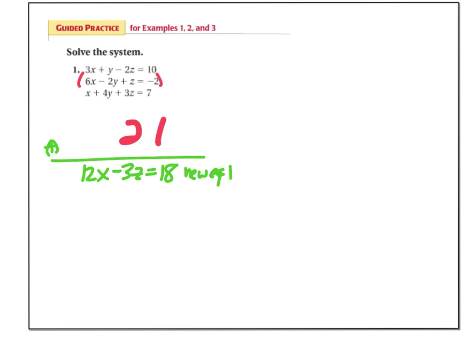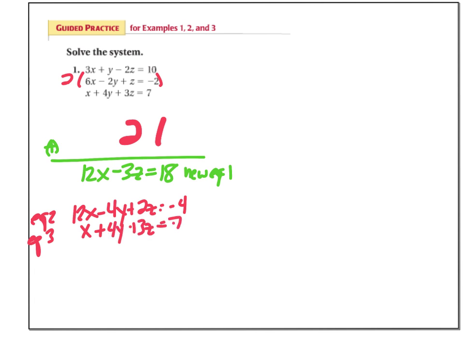So let's go up here and I'll do that. And I'll write it down. So this is equation 2, the original, multiplied by 2. I get 12x minus 4y plus 2z equaling a negative 4. And equation 3 I am just rewriting down. The next step is to figure out whether I'm going to add these or subtract them. And because they are different signs again, I'm going to add them to have my y's eliminate.